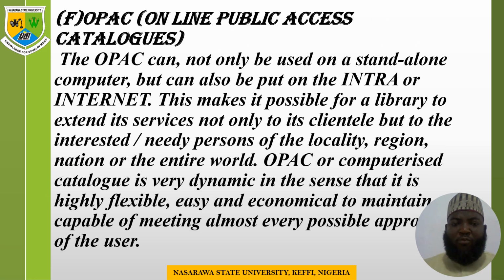The next one is OPAC. The full meaning of OPAC is online public access catalog. The OPAC can not only be used on a stand-alone computer, but can also be put on the intranet or internet. This makes it possible for the library to extend its services not only to its clients but to interested groups, the needy people of the locality, region, nation, or the entire world. OPAC, or the computerized catalog, is very dynamic in the sense that it is highly flexible, easy, and economical to maintain, capable of meeting almost every possible need of the users.